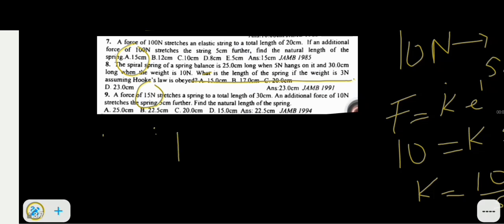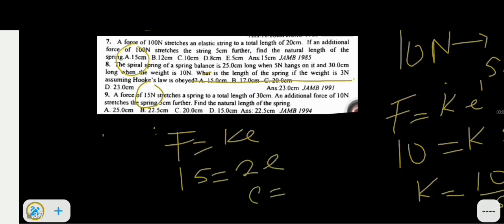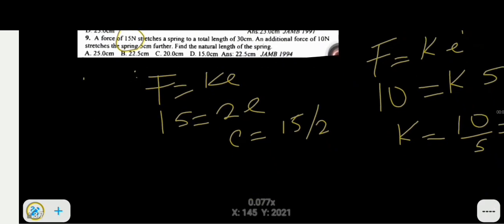So that will be F equals to KE a second time. But now the force is 15 and K now is 2. But what will be the extension for that force? So E now will be 15 divided by 2. So you can see that the extension caused by only this force will be 7.5.